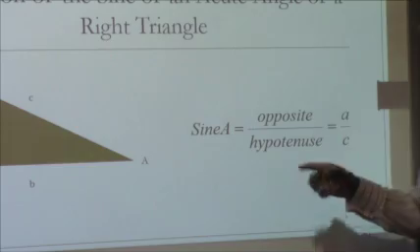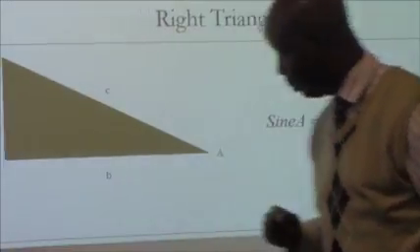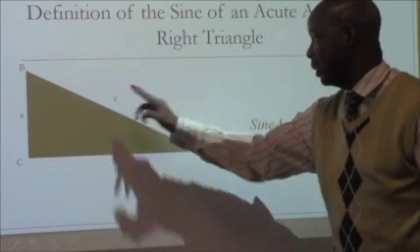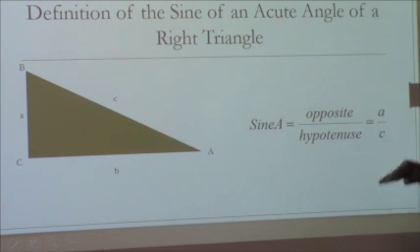So, what side is opposite angle A? This is angle A. Opposite is the side represented by small a. Where's our hypotenuse? Our hypotenuse is the side opposite angle big C, so it's small c. So the formula for finding the sine is going to be what? A over C. Opposite over hypotenuse.